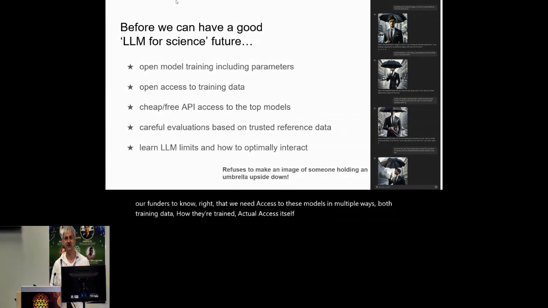And then we have to push them to their limits, right? This is just an example of an image generator where we try to make an image of someone holding an umbrella upside down, and no matter what you did, it was just not possible. So you don't know if that's a training issue, if that's guardrails, or something else. Sometimes you want these nonsensical results, with that data.